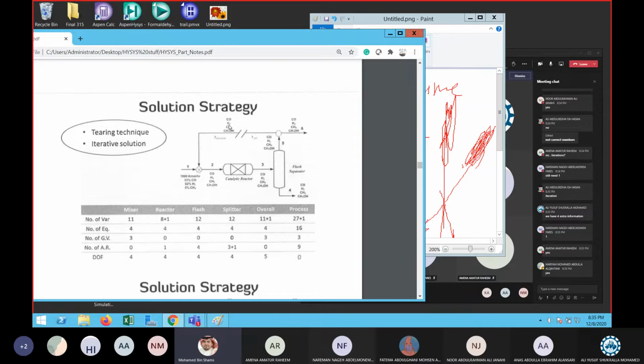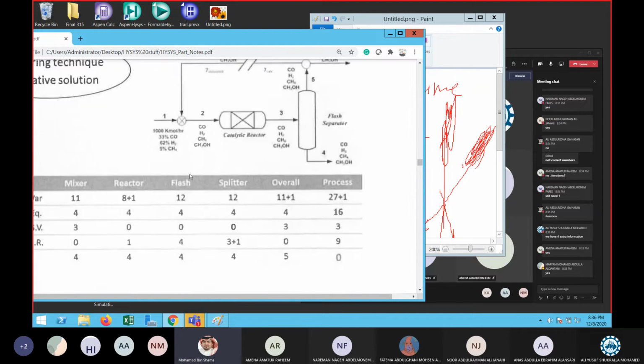So I put 4 values here, and when I put 4 numbers here, what will happen to the mixer? It means now I am having 4 given variables. So this will be 0. That will be 0. It means now I can solve the mixer. When I solve the mixer, follow me Shabab, I will be able to know stream number 2. Right or wrong? Right. So I will be able to know the components or the species in stream number 2.